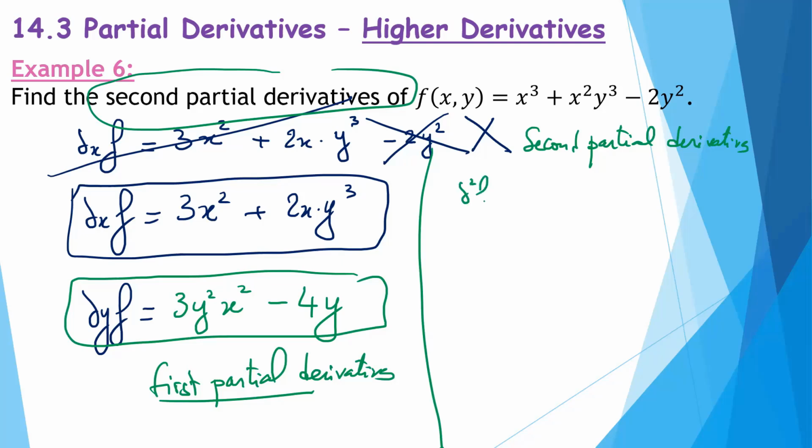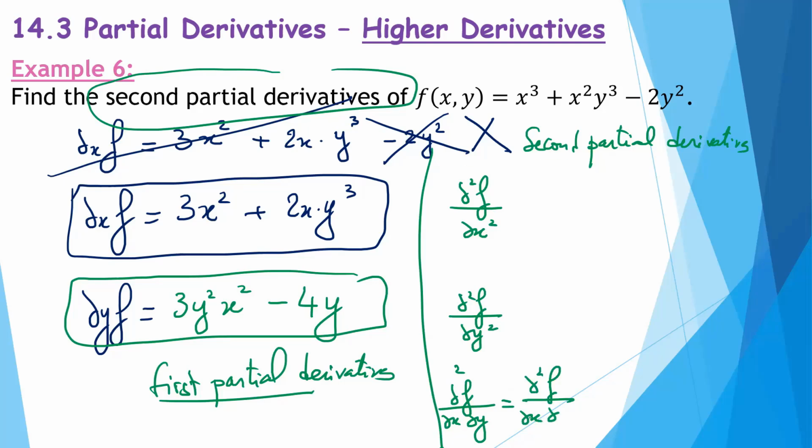We have the second partial derivative with respect to x 2 times, the second partial derivative with respect to y 2 times, or the second partial derivative one time with respect to x and one time with respect to y, and these two are the same. So let's start with this one. So how do we calculate d2f/dx²? By deriving this function with respect to x.